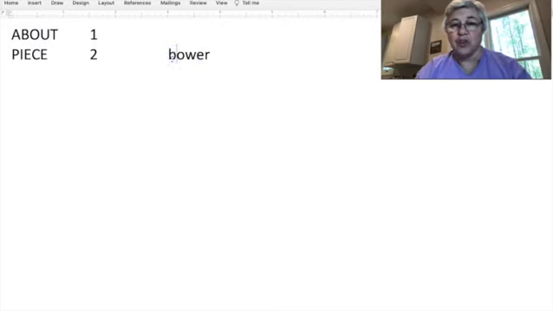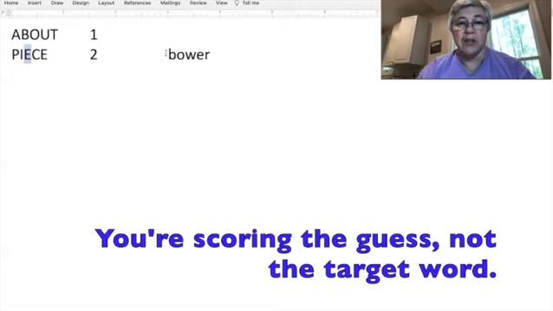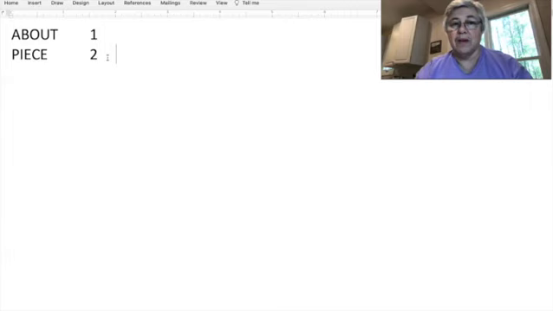In fact, if we were to change the target word to Bauer, then you would see that this E would say yes, and this E would say yes, and none of those other letters would say yes. And so the answer in the case of the word Bauer would be 2, even though there's only 1 E in the target word, because what you're scoring is the guess. You are scoring the guess. You're not scoring the target word. But we're going to get Bauer out of there because we don't know yet what the target word was.